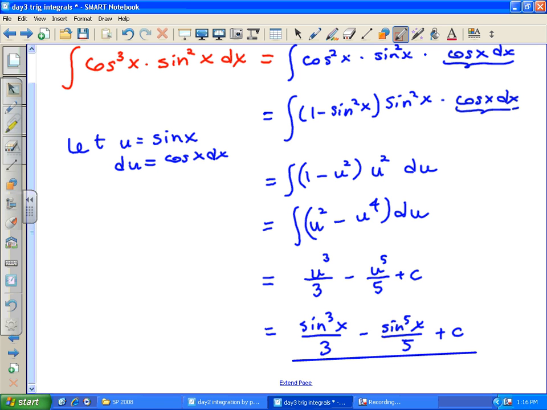So I wouldn't recommend it. You may get stuck at one point anyway. So u substitution is really the best way to solve these questions. Okay, we'll do another example.